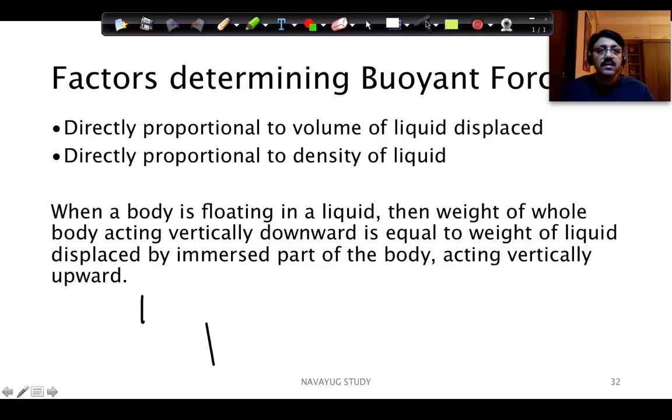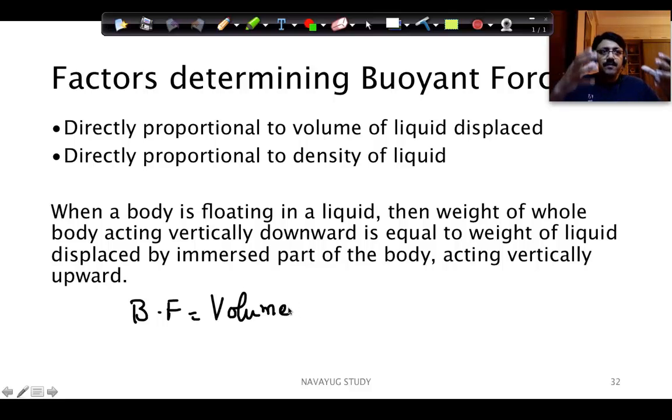Okay, let's just remove this. Okay, so what is buoyant force? Buoyant force is equal to the volume of the liquid displaced, which means that much volume of the body under the liquid, that much of the volume has been displaced by that body, because matter occupies space, right?